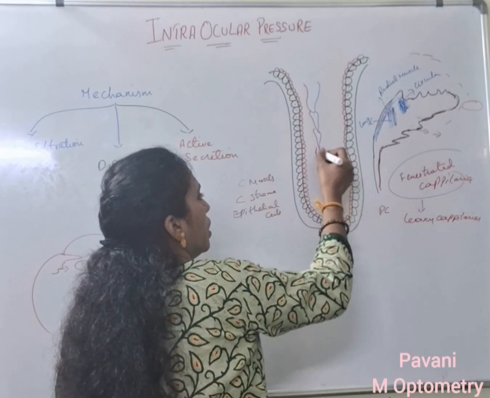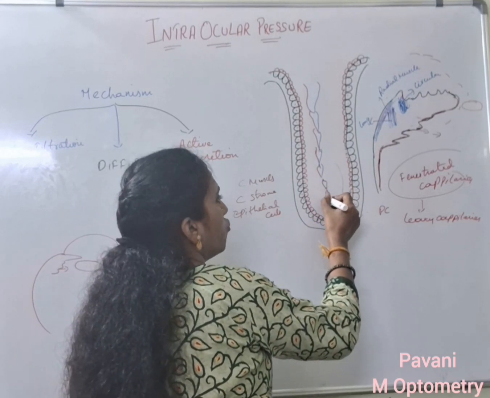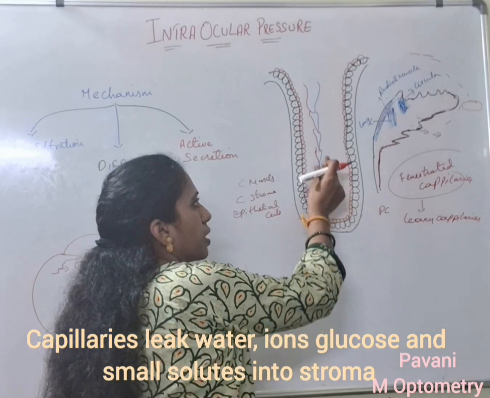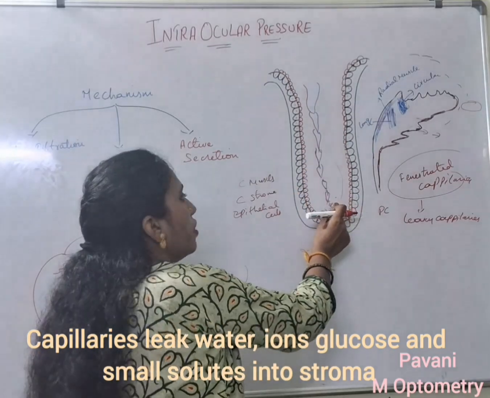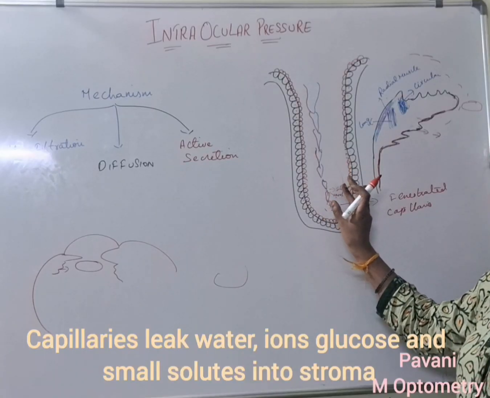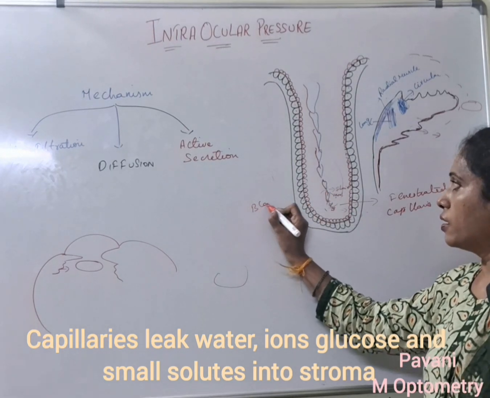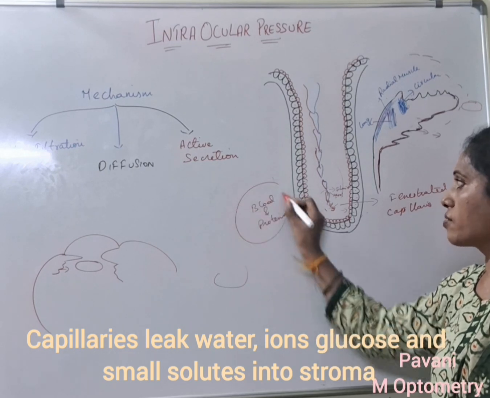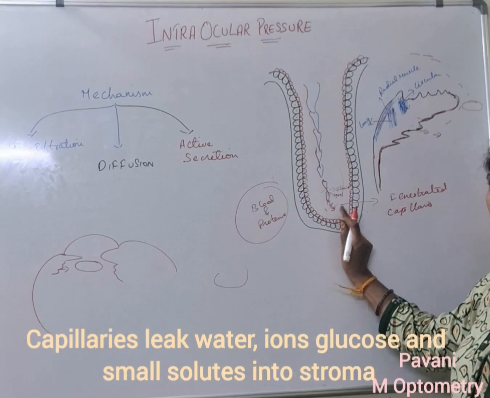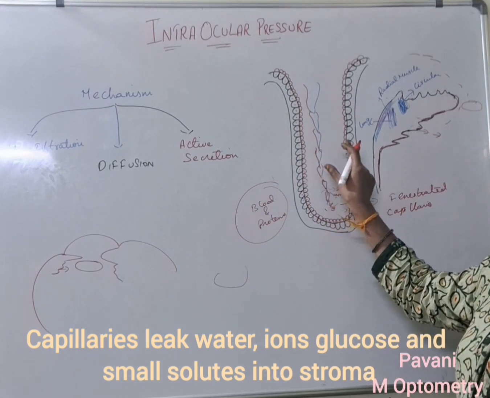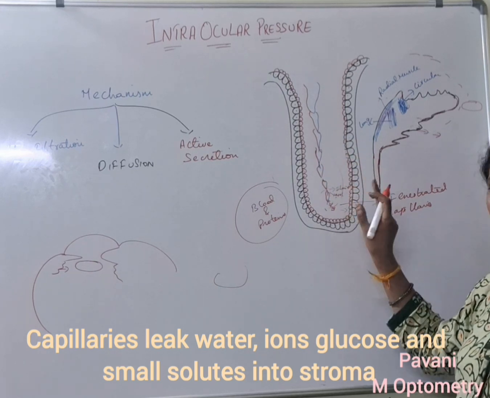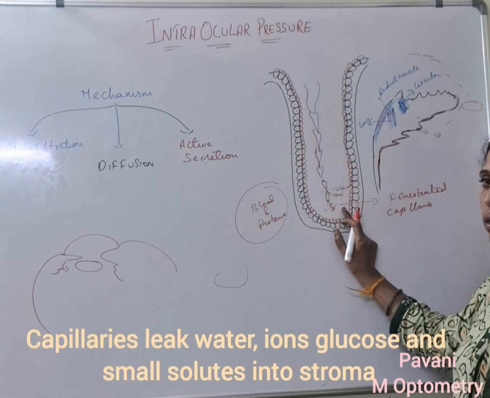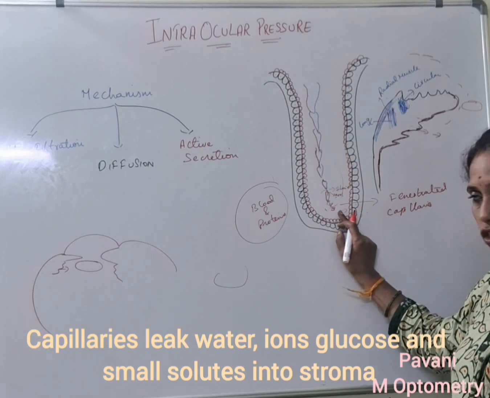These capillaries will filter out the fluid and some amount of molecules into the stroma. The fluid which comes from the capillaries is the ultrafiltered fluid, and remember, it does not pass blood and proteins into the stroma. These capillaries filter only the fluid and some amount of molecules into the stroma. In that way we get the fluid into the ciliary stroma.